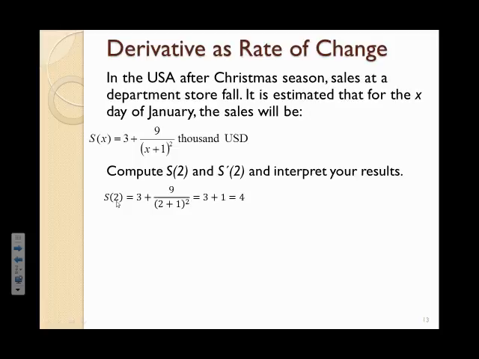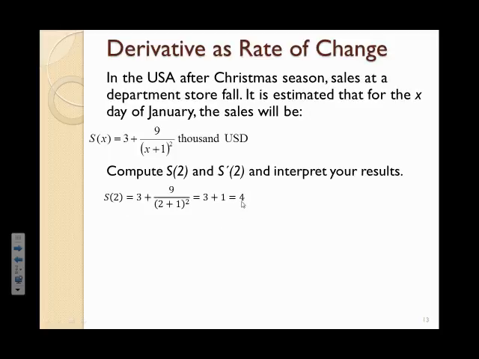What does the 2 mean? Well, the 2 is where the x is. So 2 must be equal to x, or x is equal to 2. Well, what is x? It's estimated that for the x-th day of January. Oh, so the x-th day of January would be the second day of January when x is equal to 2. So this means, in business terms, that the sales for the second day of January will be 4.